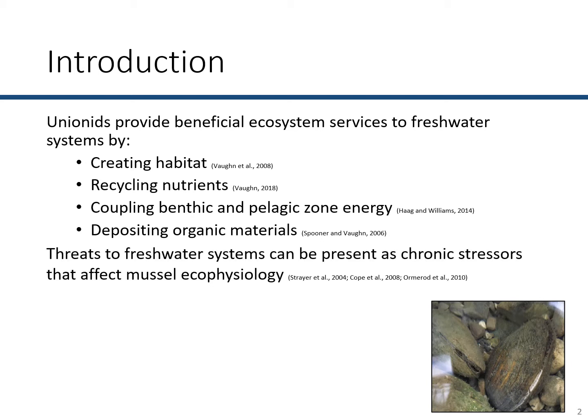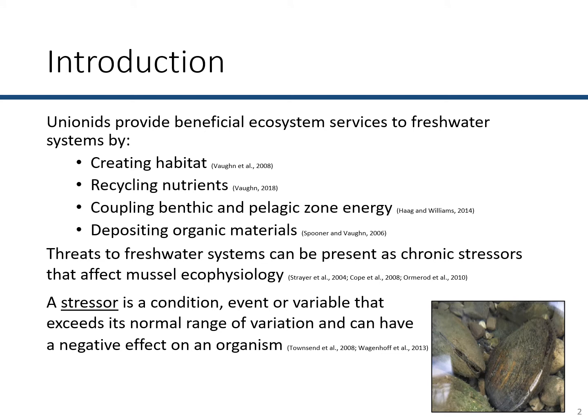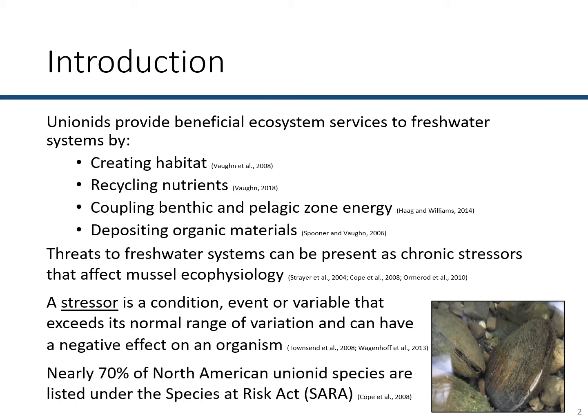However, recent threats to freshwater systems have presented themselves as slow, chronic stressors that can affect mussel ecophysiology. A stressor is known as a condition, event, or variable that exceeds its normal range of variation and can have a negative effect on an organism. And unfortunately, nearly 70% of North American unionid species are listed under the Species at Risk Act.